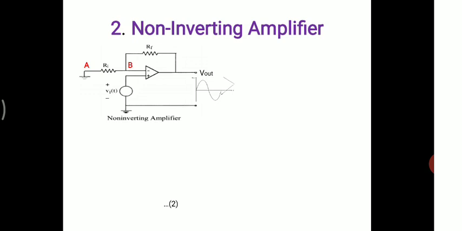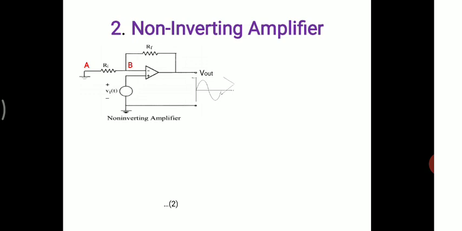Since we are applying the input voltage Vi to the non-inverting terminal of the operational amplifier, it is called a non-inverting amplifier. To the inverting terminal we have connected resistance Ri, which is connected to the ground at point A. Then the voltage at point A, Va, is 0, and the output of the amplifier Vout is connected back to the inverting terminal at point B.